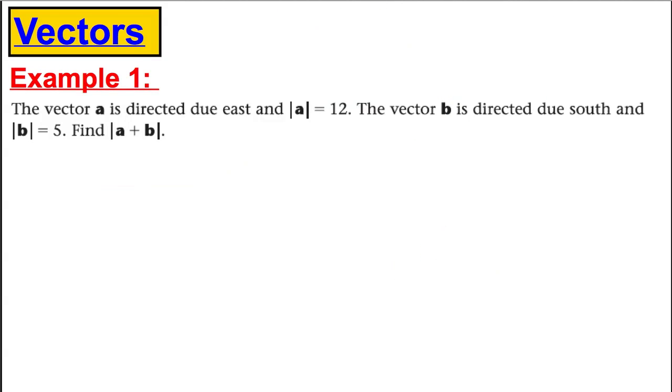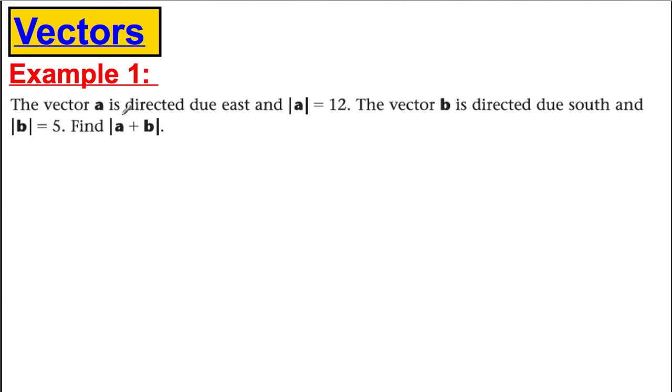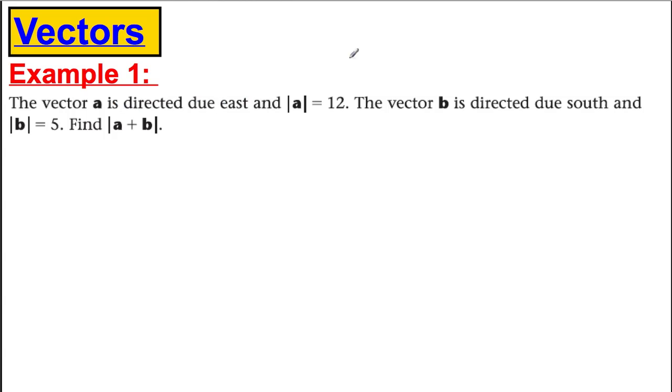Okay, I think we've introduced everything. Now it's time for a few examples just to make sure we can do the questions. Always draw a picture when dealing with questions. A vector A is directed due east. Now, due east is that way. Okay, and that's vector A. And we're told the modulus of A is 12. So this means the length of this line is actually 12. Vector B is directed due south.